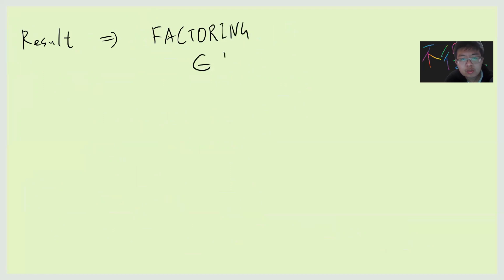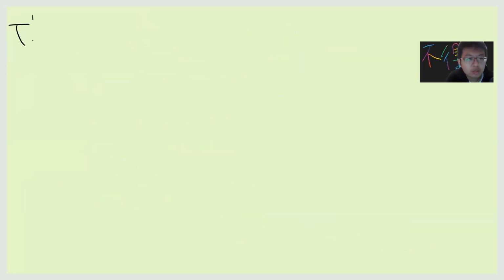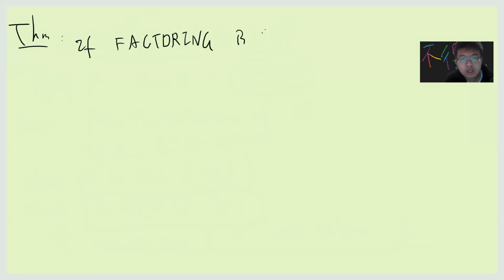So the result looks like this, which should tell you that factoring actually belongs to NP intersection coNP. So this is why people do not believe that factoring is NP complete. The final theorem I want to prove is this: if factoring is NP complete, then NP equals coNP.